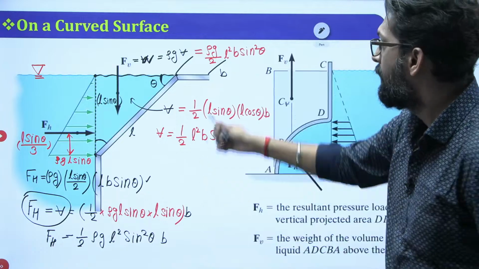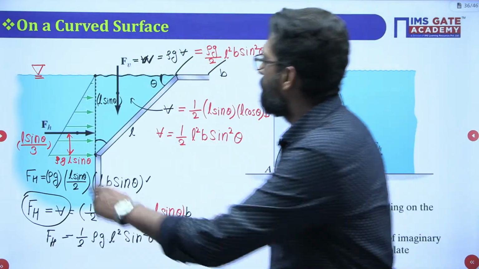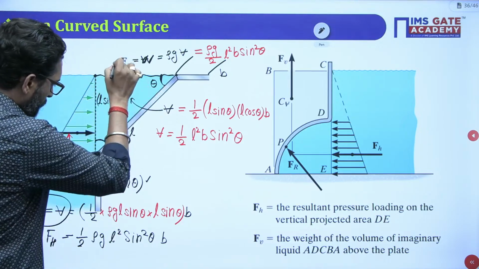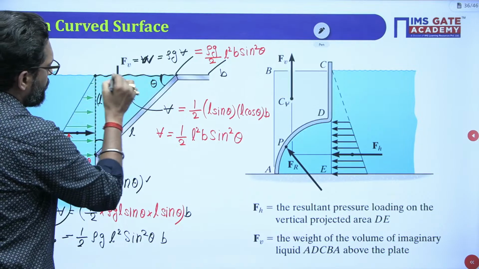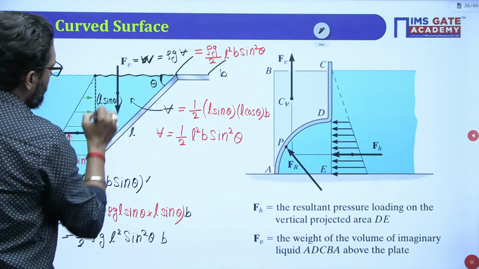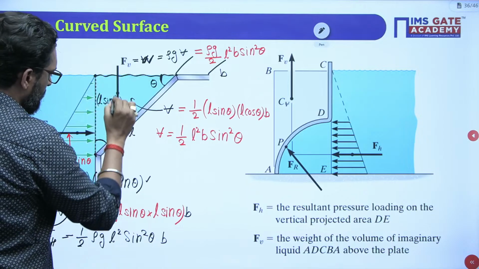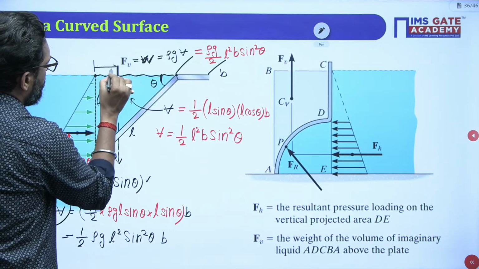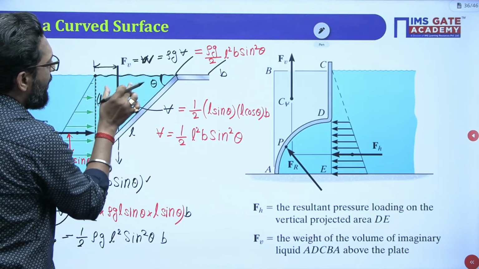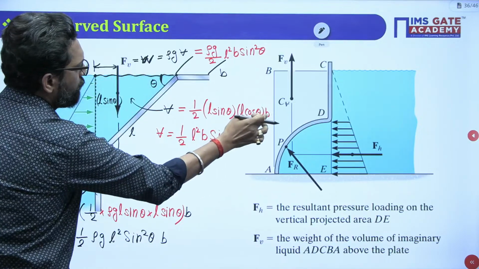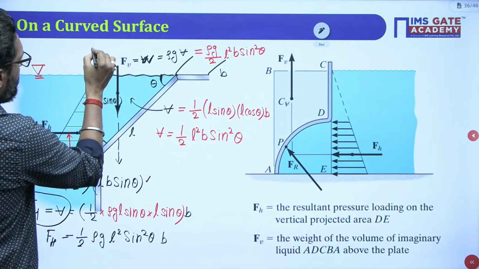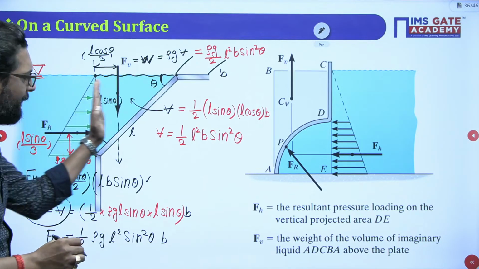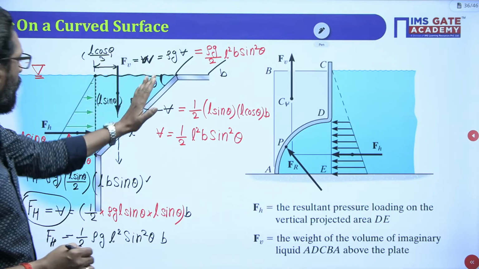This is your vertical force, and it will pass through the CG of this surface. Since this is also a triangle, measured from the base, the total base is L cos theta, so it will pass at L cos theta by 3. Clear? So you have to calculate all these things.